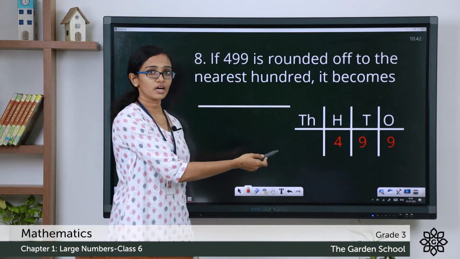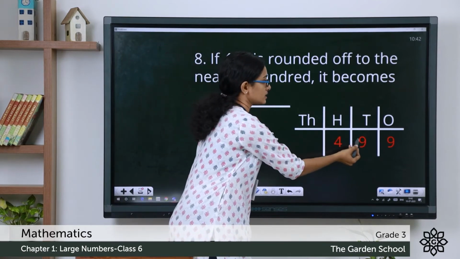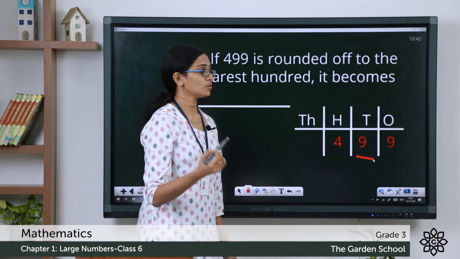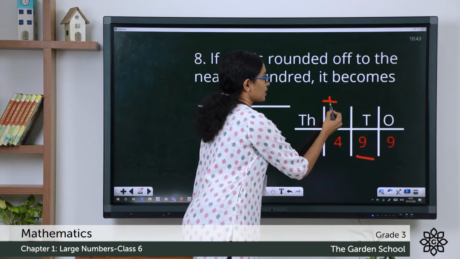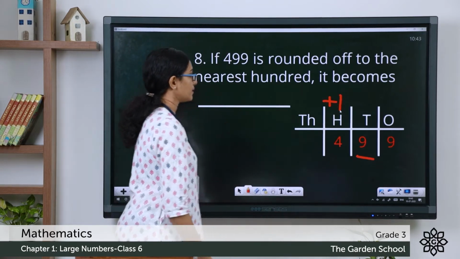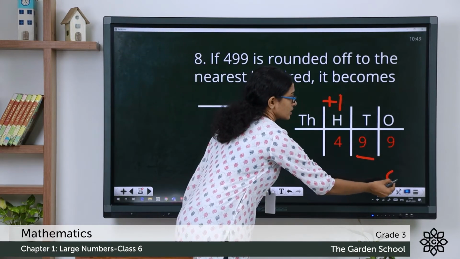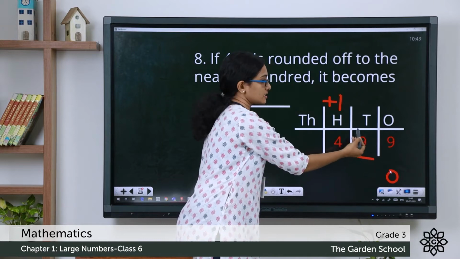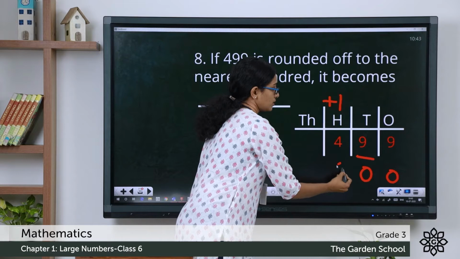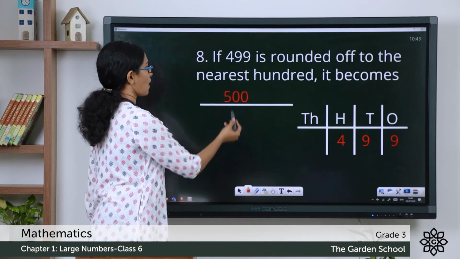To round this off to the nearest 100, check the digit in the tens place. It's 9, which is more than 5. So let's add 1 to the hundreds place. So that will make this number. We change the digits in the tens and ones to zeros. So 4 plus 1, 5. So the answer is 500.